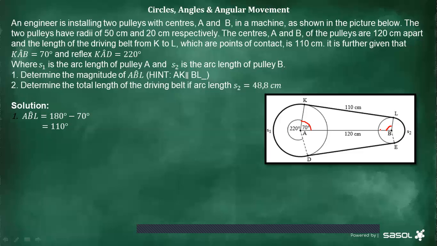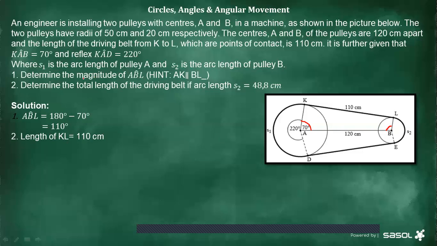And then co-interior angles are supplementary, meaning they add up to 180. So if this angle here is 70, to get this angle, we're going to say 180 minus 70. So they add up to 180. So we're going to say 180 minus 70 degrees, then it's going to give us 110 degrees. So that's how you should obtain that angle there.